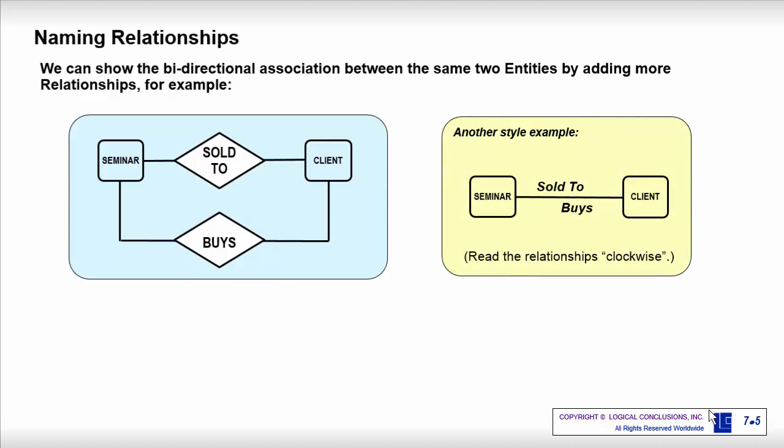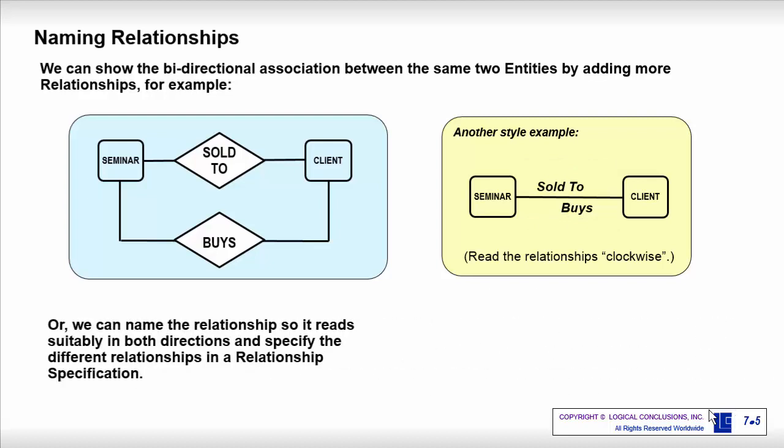I've shown on the right another style for depicting these same relationships. With this model, we read the relationship connecting line in a clockwise direction, meaning from left to right over the relationship line, and then from right to left below the relationship line. It reads, a seminar is sold to a client, and a client buys a seminar.